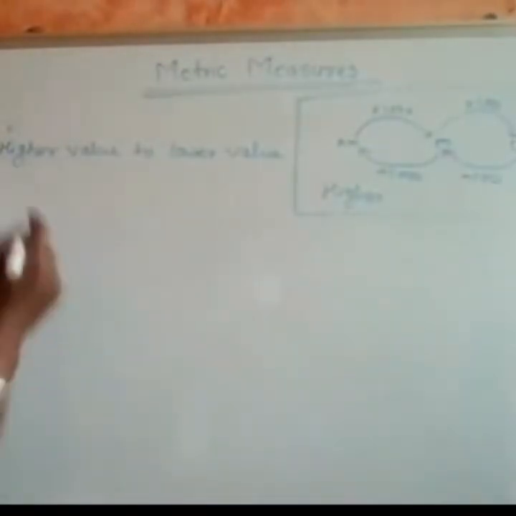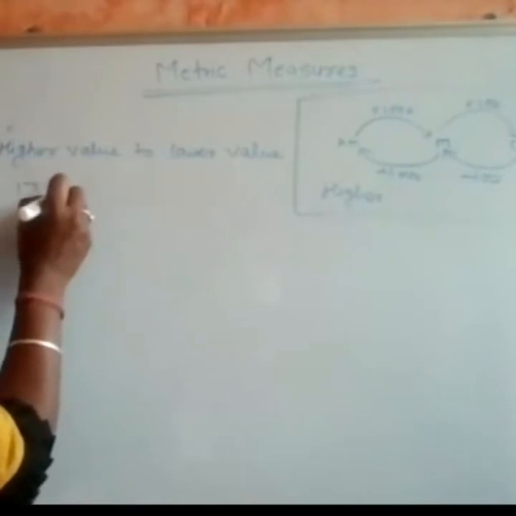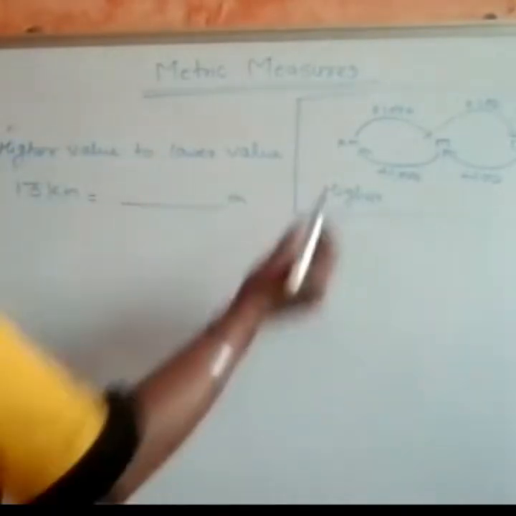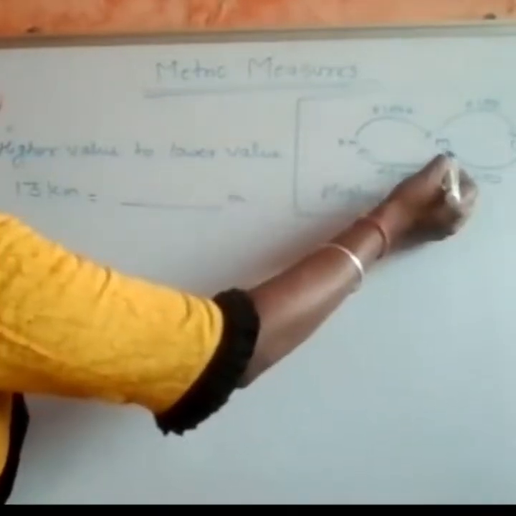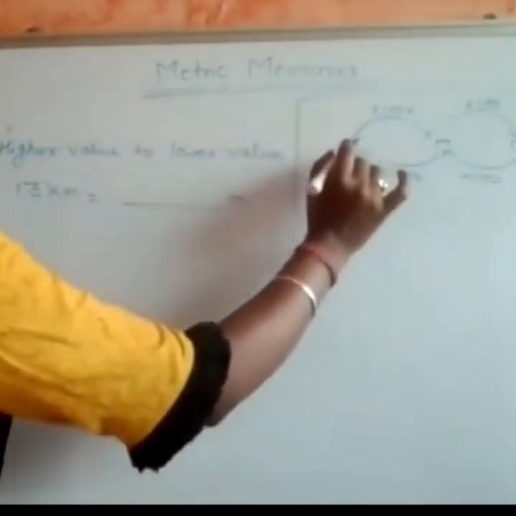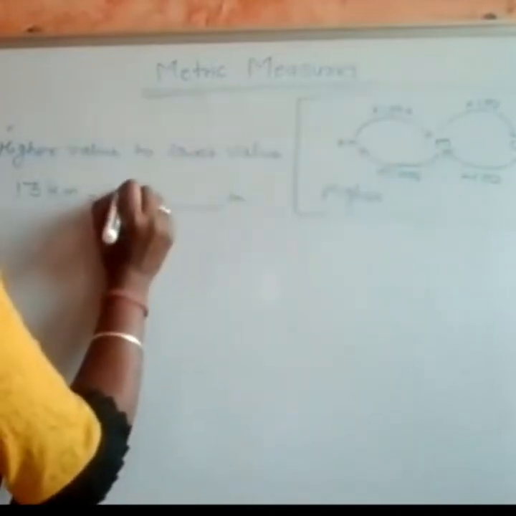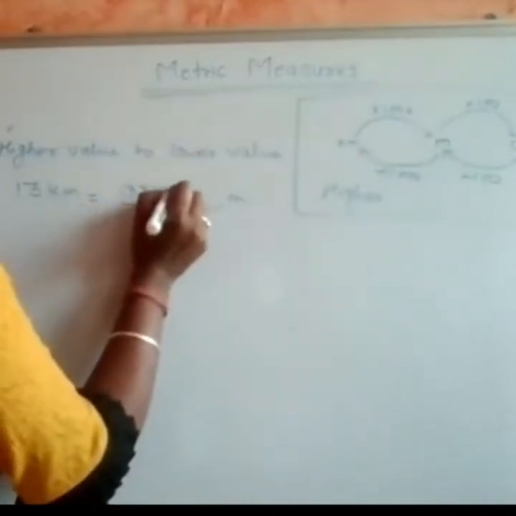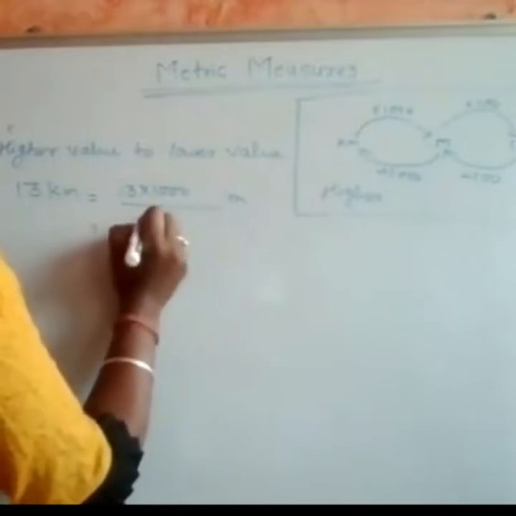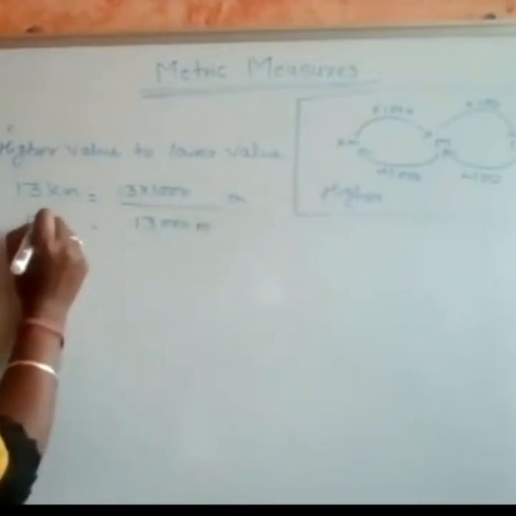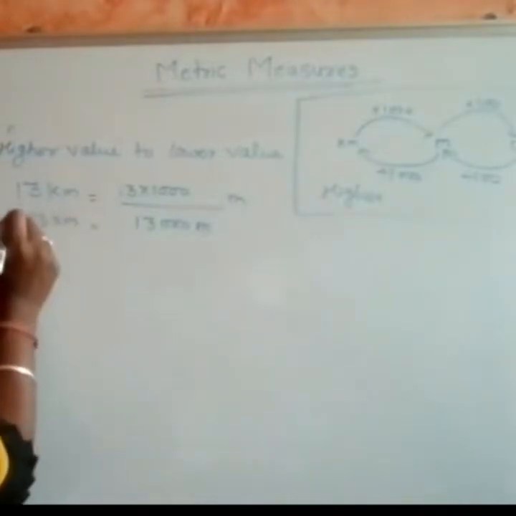Likewise, we have to write down: 13 kilometers converted into meters. The higher value is kilometer and we have to convert it into meter. So what we have to do is just multiply with 1000. So 13 into 1000 will be 13,000 meters. That will be 13 kilometers.